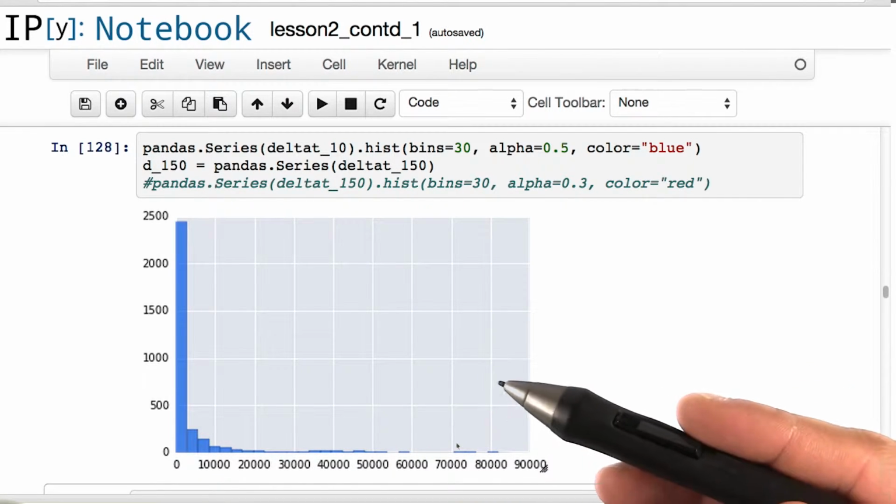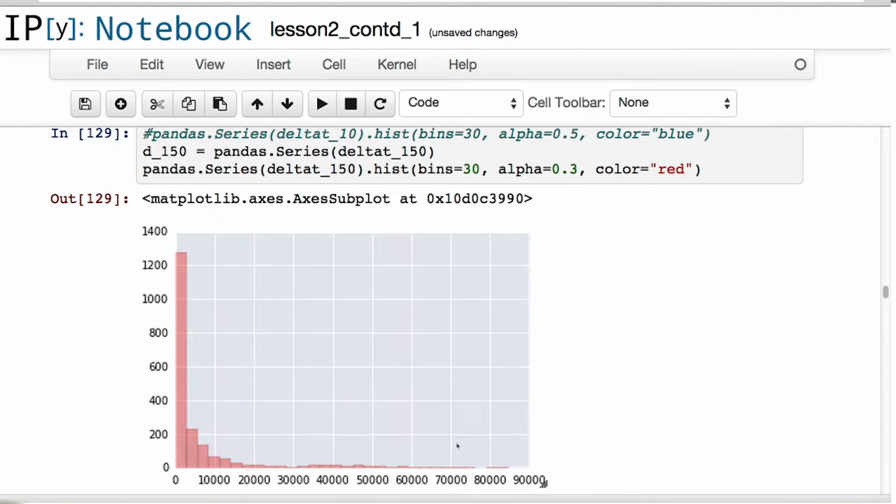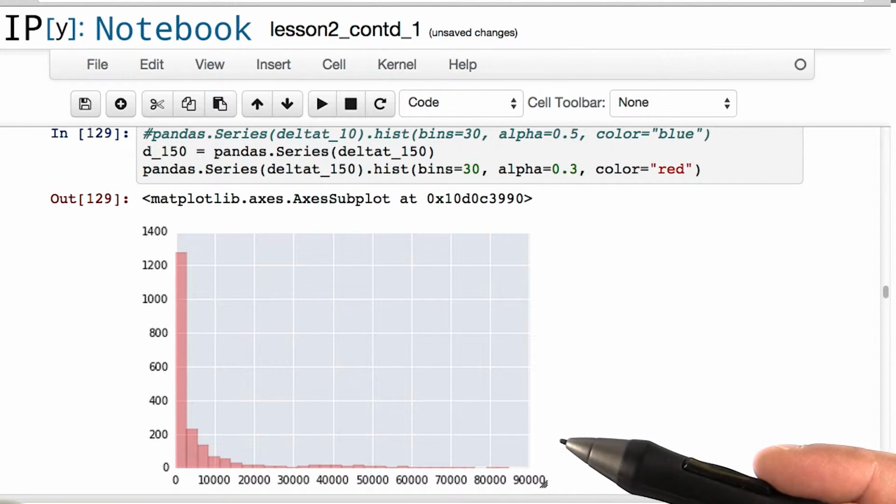Now, let's look at what this looks like for 150 seconds. Again, this is a graph of after 150 seconds has elapsed since the last tweet, how long did we have to wait until the next tweet? At the left end, we had to wait 0 seconds. At the right end, 90,000 seconds. As you can see, again, it looks just like an exponential distribution.